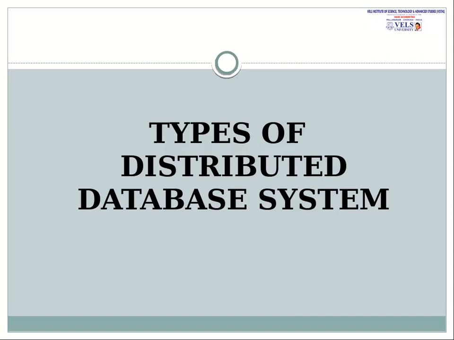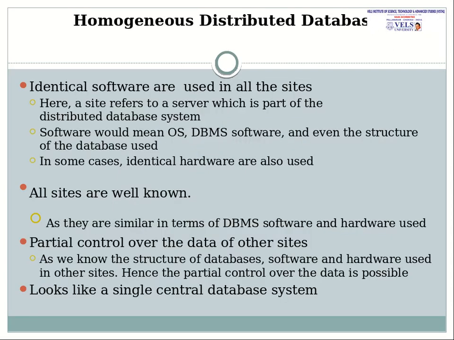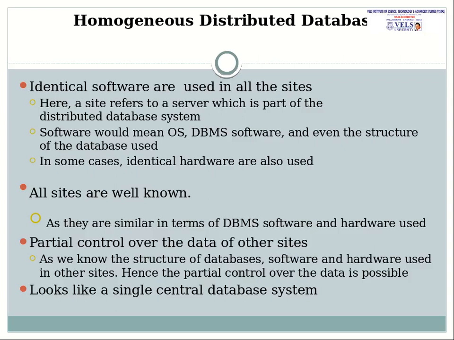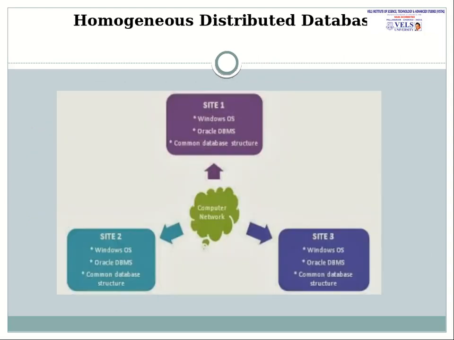There are two types of distributed database system: homogeneous and heterogeneous. What is a homogeneous distributed database system? Here identical software is used at all sites. For example, a computer network connects three different sites, and each site has the same set of identical hardware: Windows operating system, Oracle DBMS, and a common database structure for all sites.